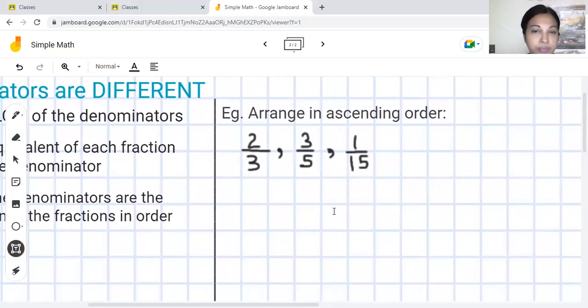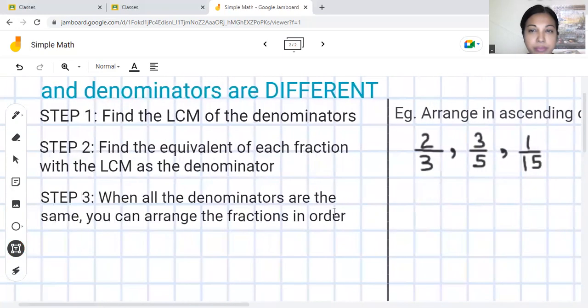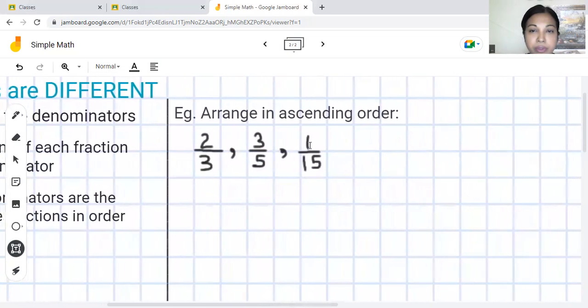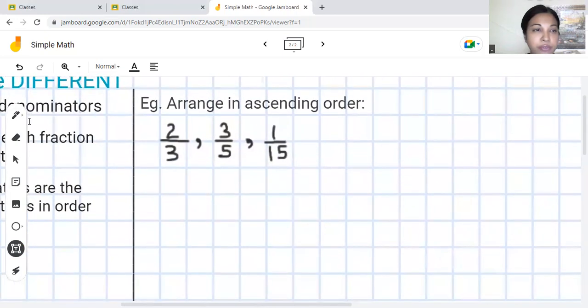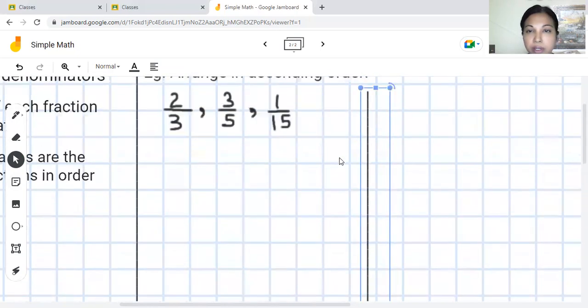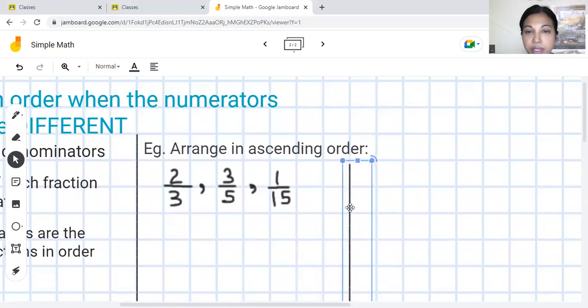So what we are going to do, we are looking at our steps, which is telling us step 1, we see we have different numerators, we have different denominators. First step is to find the LCM of the denominators. So I'm going to find the LCM of the denominators on the side right here. I'm just going to get another margin here. So I'm going to put a little line here. All right.